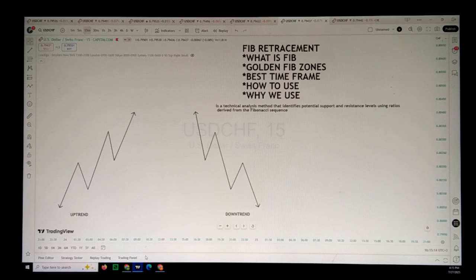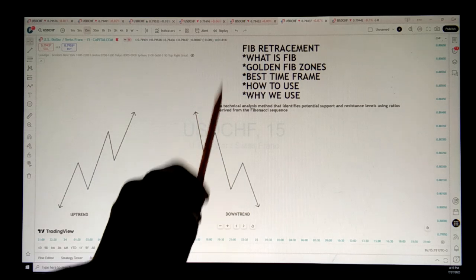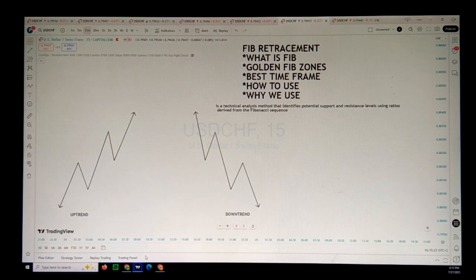What is Fibonacci retracement? This is the definition of Fibonacci retracement. I've written here the definition of Fibonacci retracement. So for those who don't understand, let me translate. A Fibonacci retracement is a technical analysis tool, a method that identifies potential support and resistance levels using ratios derived from the Fibonacci sequence. So Fibonacci retracement helps us to identify support and resistance zones.